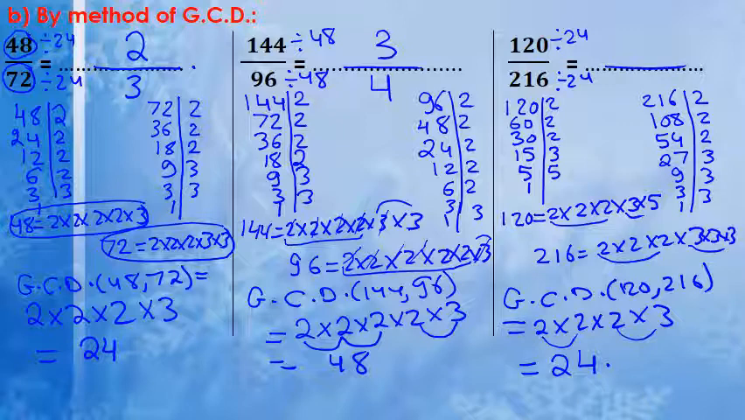Now from the prime factors of 120, let's cancel the prime factors of 24. We cancel three 2s, and we cancel a 3, so we get 5. And from the prime factors of 216, let's cancel three 2s and a 3. 3 times 3 is 9, so 5 over 9 is an irreducible fraction.